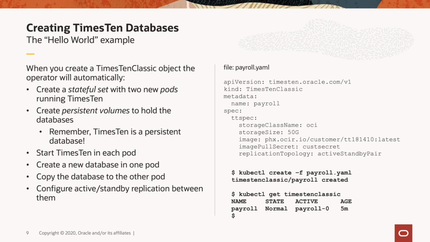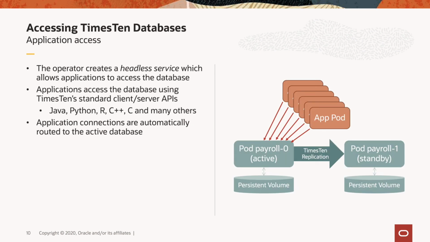So just with one simple little configuration file and a couple of commands, you can easily roll out a whole new pair of TimesTen databases without any other work. The operator takes care of everything for you at that point. Once you've created that pair of TimesTen databases, of course, applications can use them.